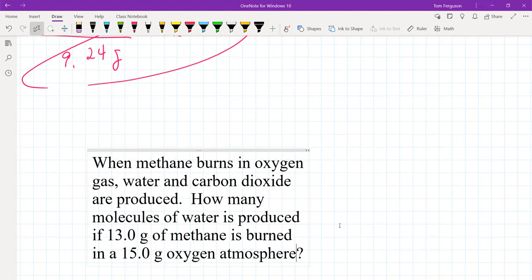All right, so let's start with an equation. Let's do methane burning. CH4 plus O2 yields water and carbon dioxide.